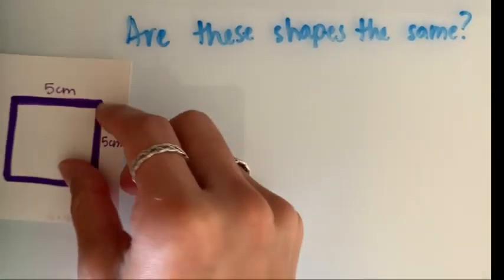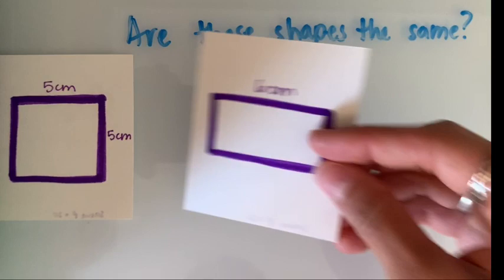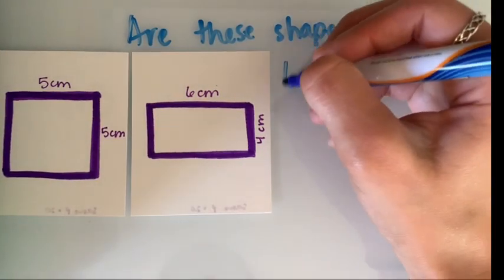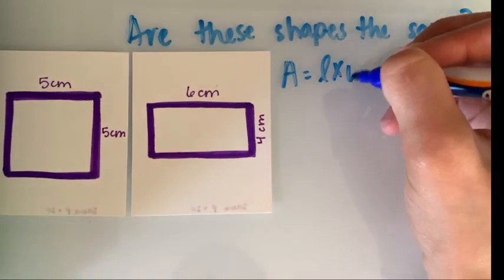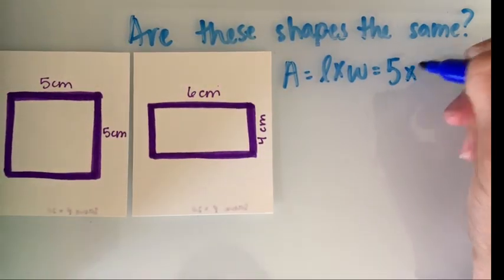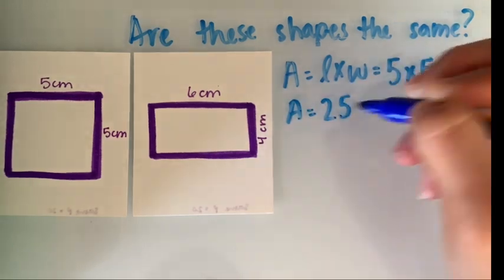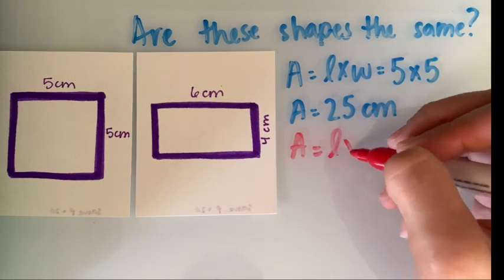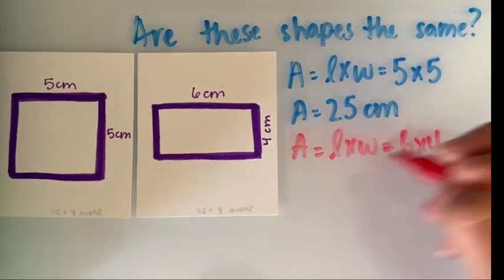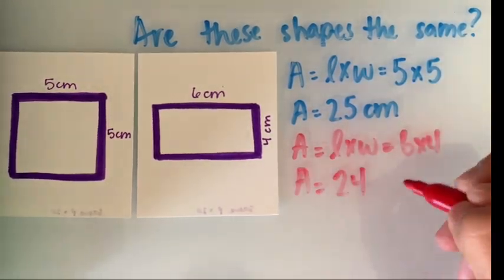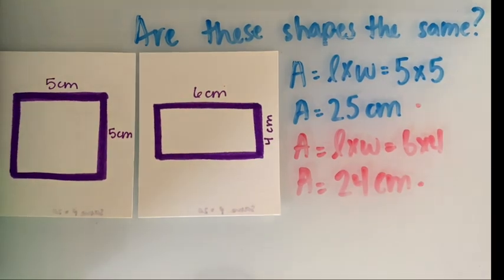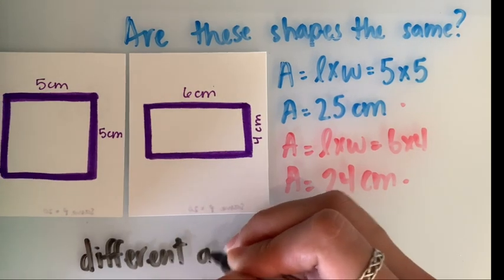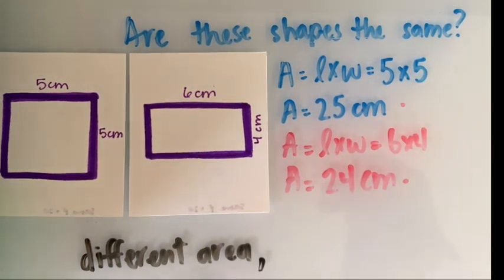This is example number 3. And here we have another two shapes. One is a square, one is a rectangle. We're going to start by finding the area of each one. The area is length times width, and for our first figure, it's 5 times 5, which is 25 centimeters. For our second one, it's 6 times 4, and 6 times 4 is 24 centimeters. So the area is different in this one. We need to figure out whether the perimeter is the same or if it's also different.